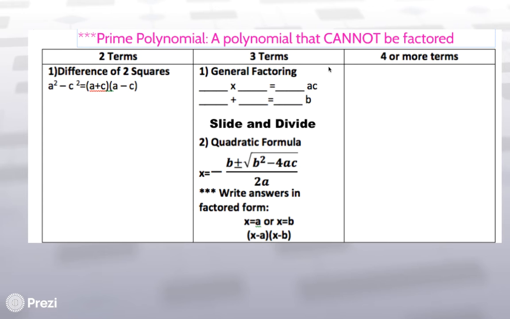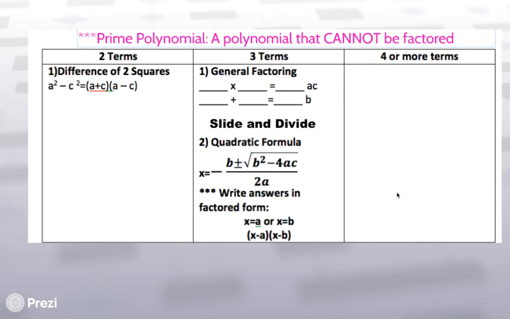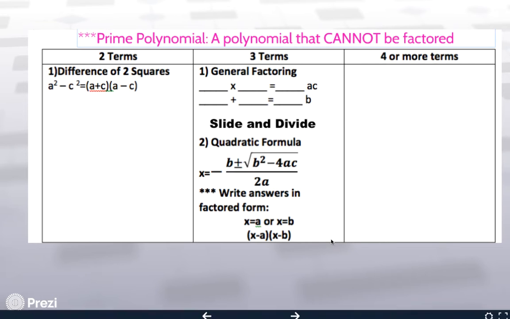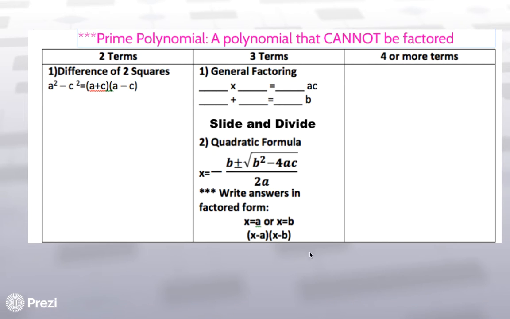Okay, so the first one we're going to talk about is a difference of two squares, and the reason why I have it split up into terms, you guys, is we are going to identify which factoring technique to use based on how many terms your polynomial has. That will help us to figure out which technique to use at which time.